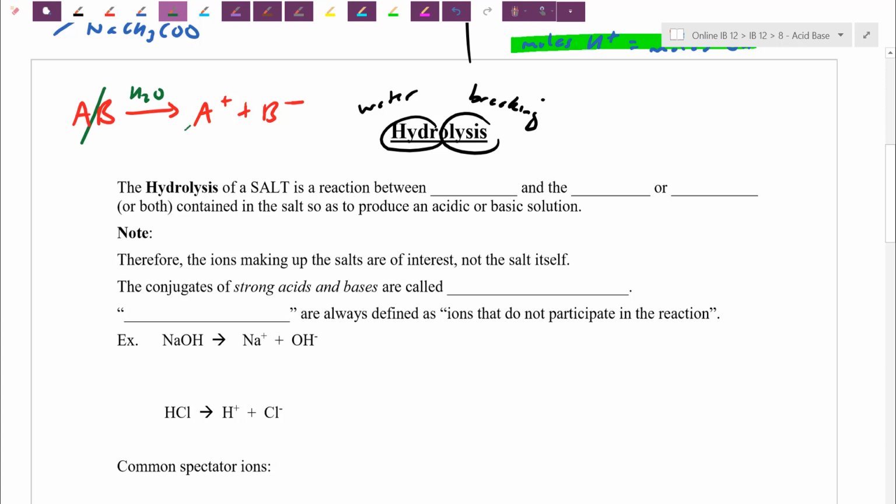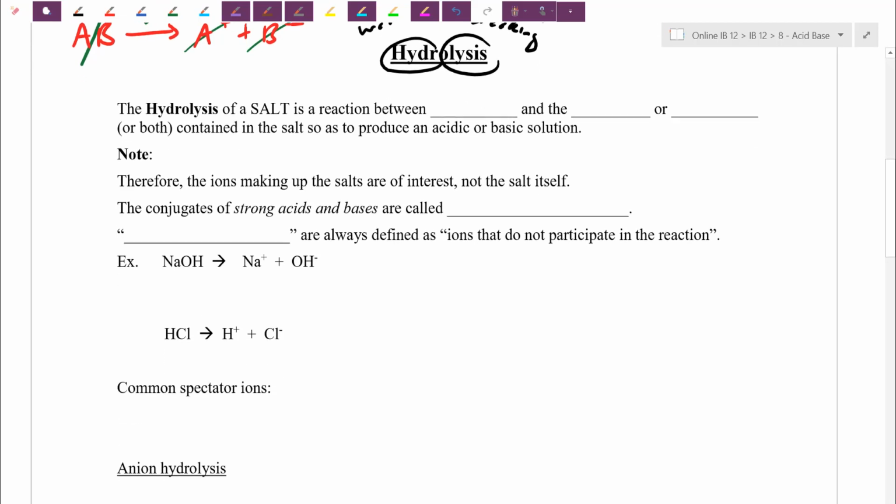Sometimes if they're both spectators, neither of them can react with water. It's not going to be acidic or basic. But if these ones here themselves are conjugates, they might end up replenishing a little bit of acid or a little bit of base, knocking the pH slightly different. So let's just step our way through here.